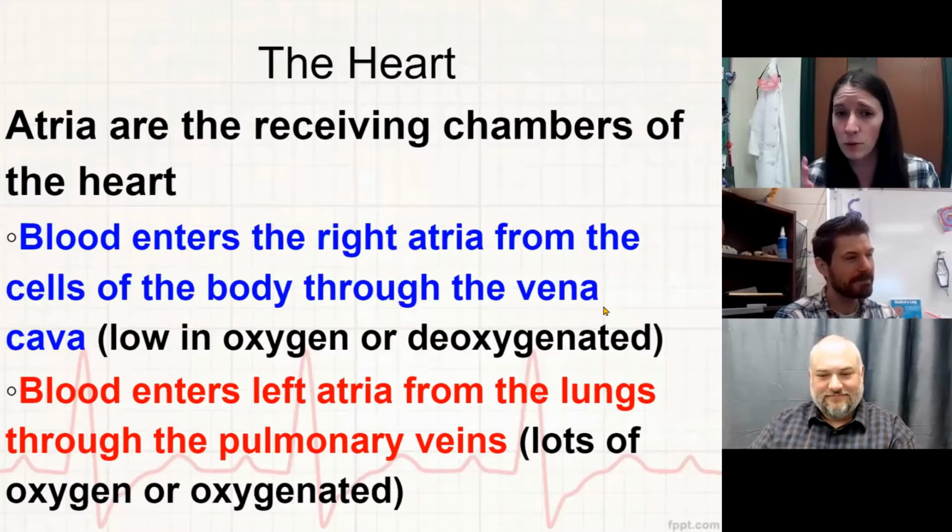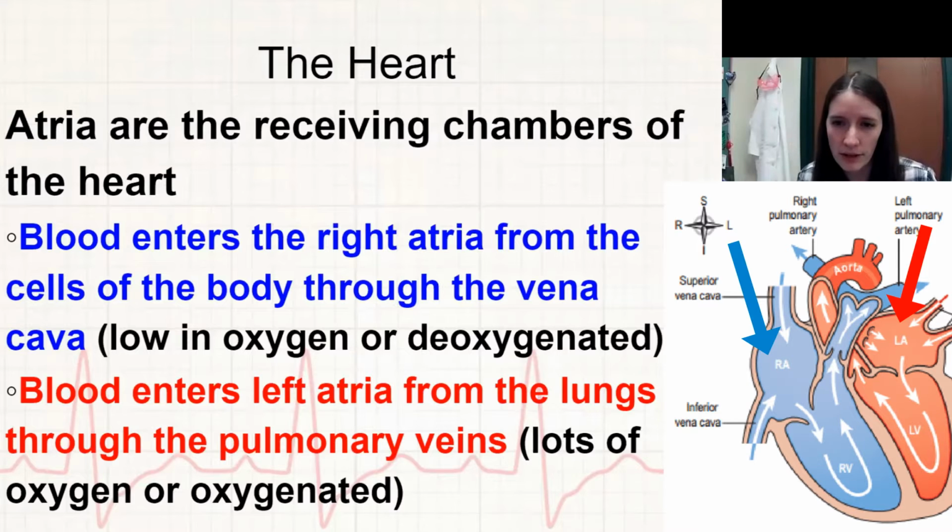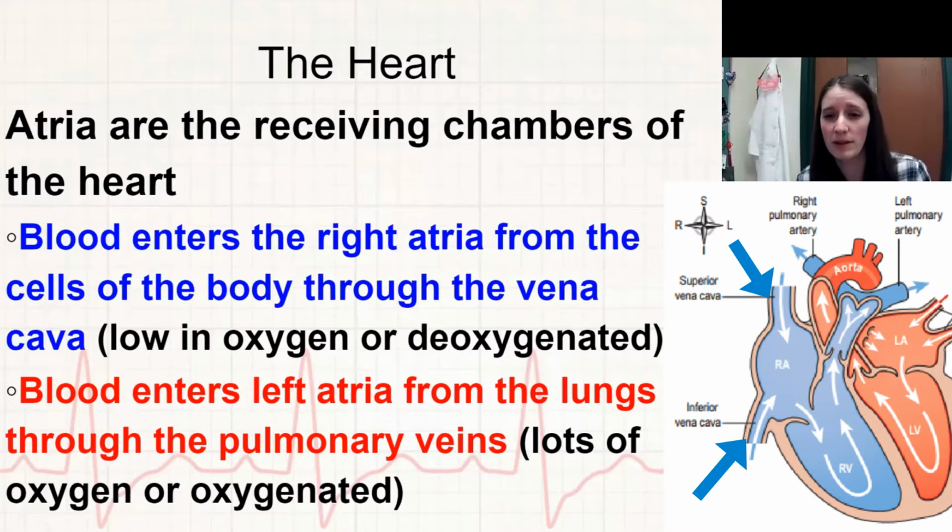Okay, so we've got those 4 chambers, and you'll see a lot of color coding throughout the slides. The atria are the receiving chambers of the heart. Blood enters the right atrium from the cells of your body through the vena cava. This is blood that has gone to your cells and is coming back now, so it is low in oxygen, or we say deoxygenated.